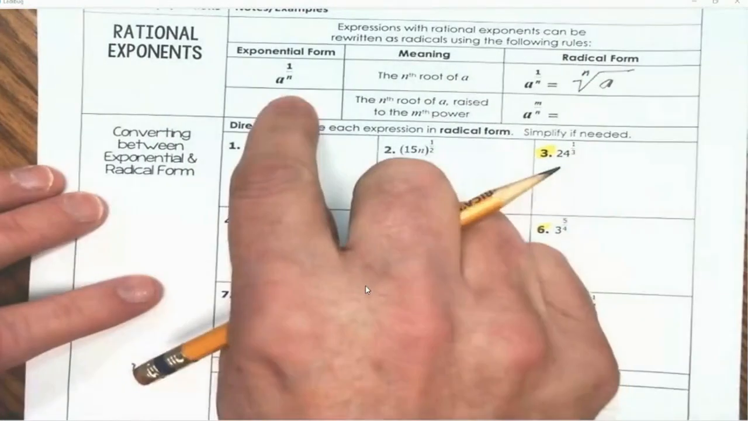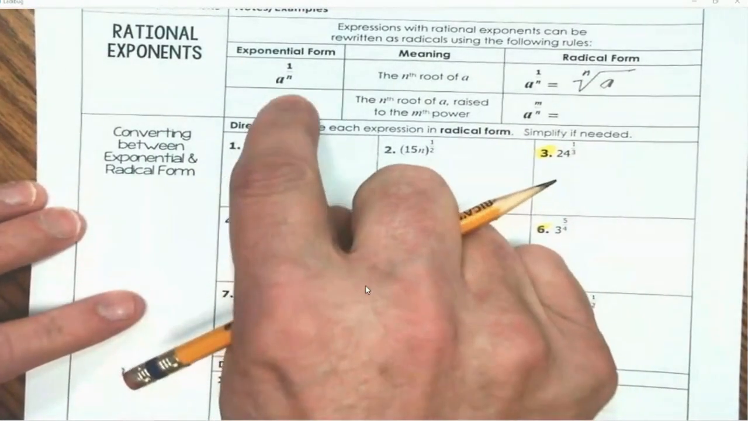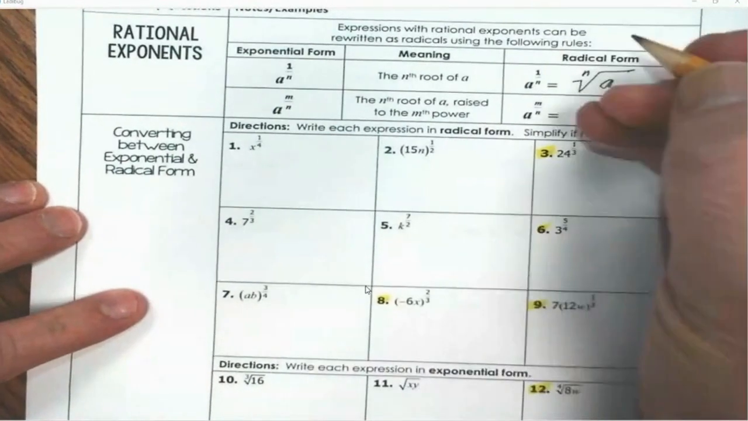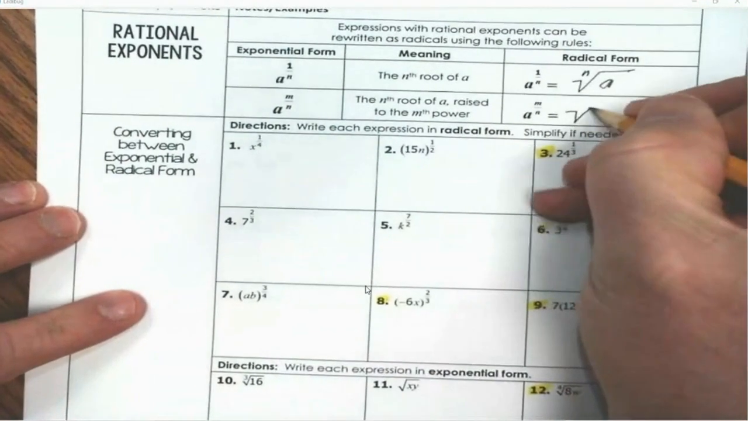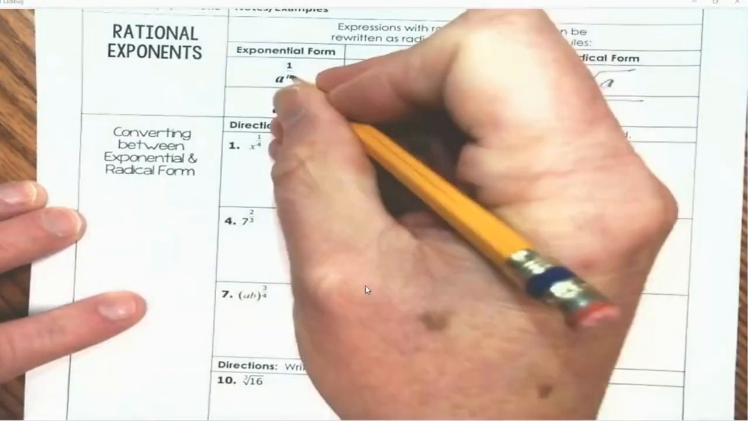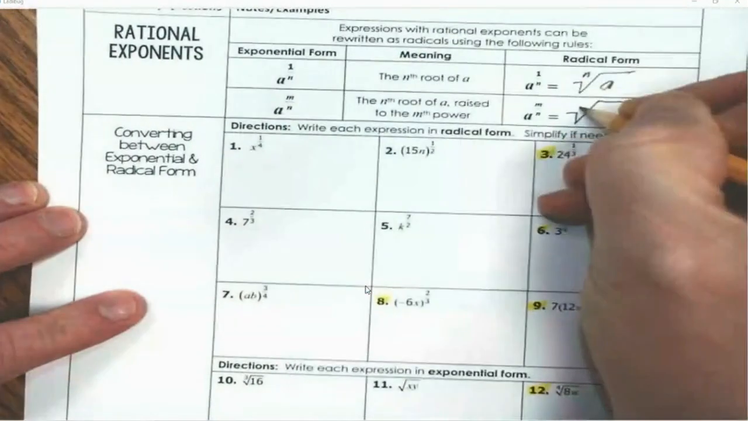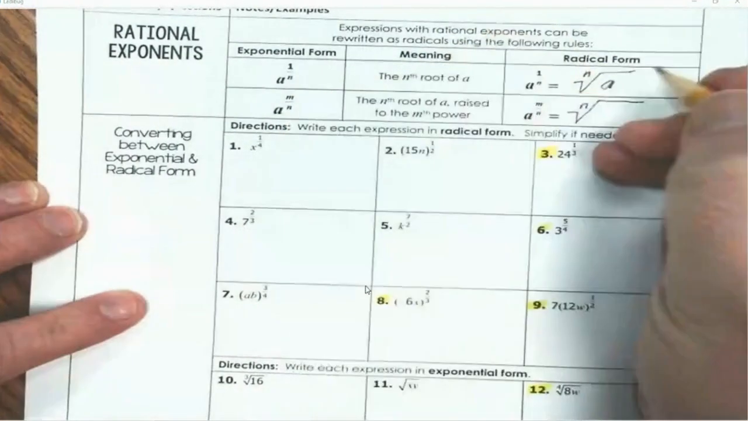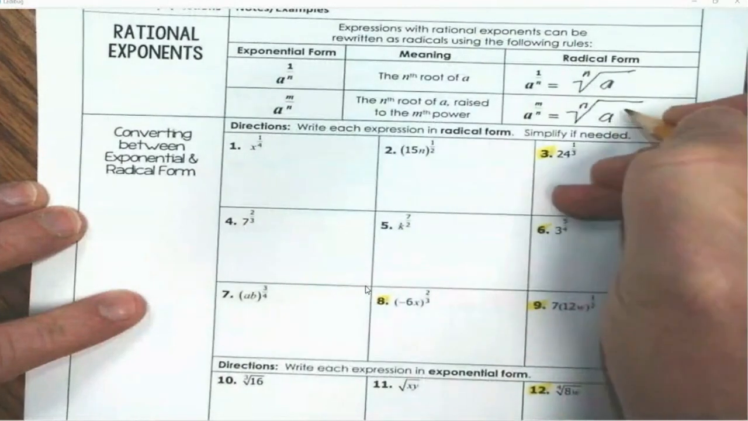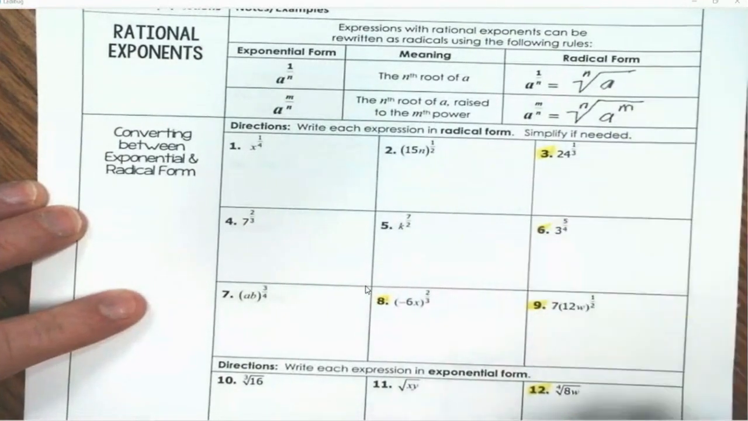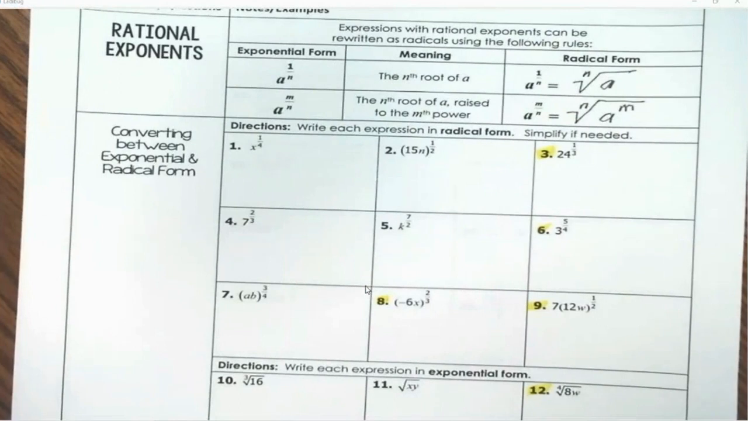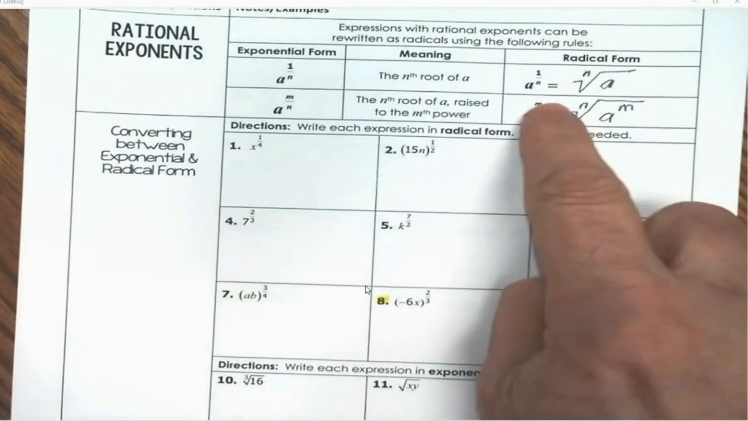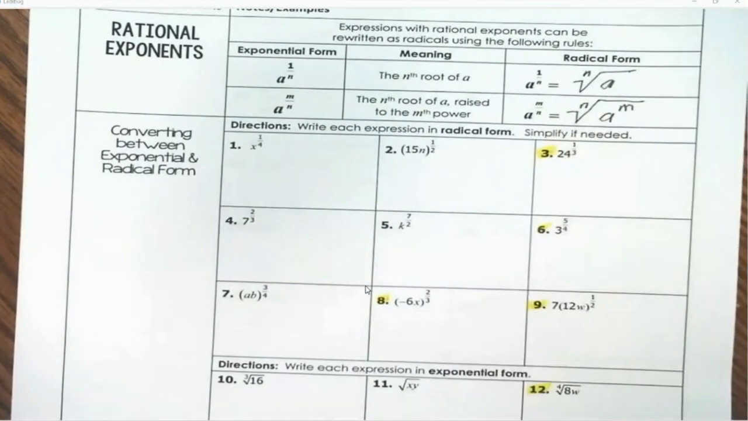And if we have m over n, so a raised to the 2/3 power, whatever that is, then the n, what's on the bottom, goes outside the radical. And the other is the power that a is being raised to, a to the m power. So it's the nth root of a to the m power.